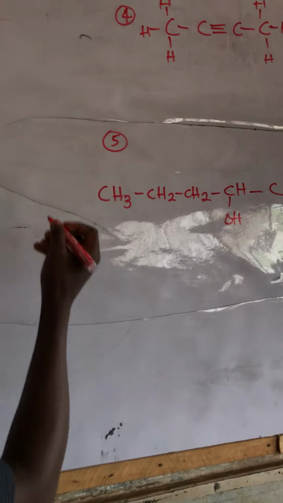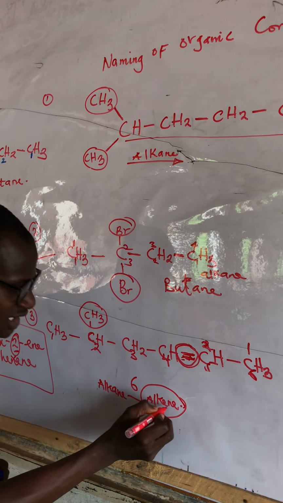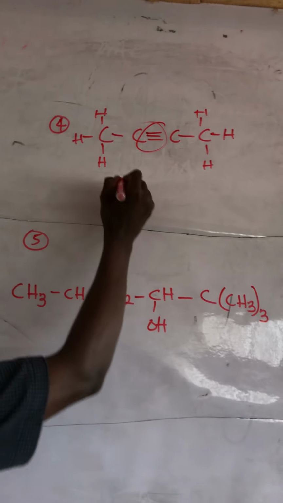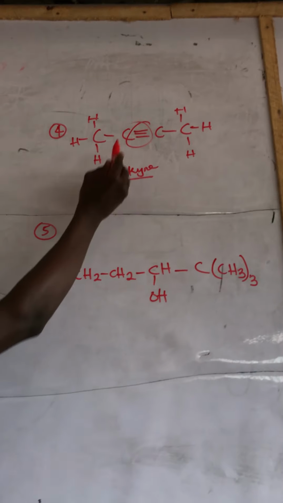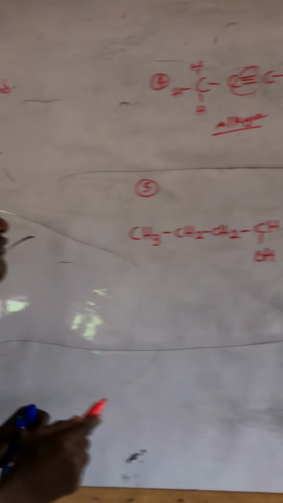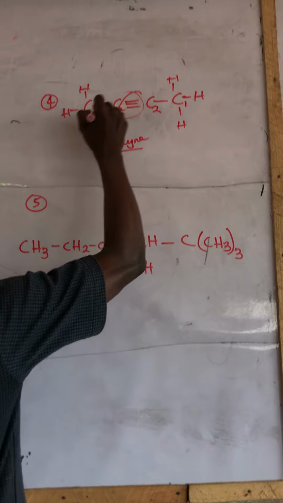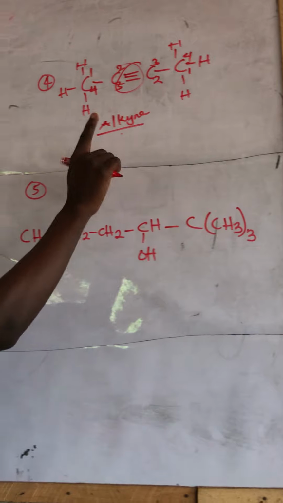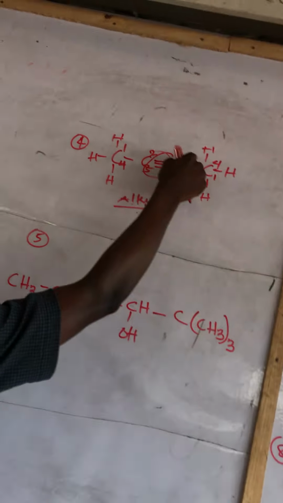Now, coming to question number 4, we can see that questions 1 and 2 are single bonds. Question number 3 has a double bond, telling us it is an alkene. Our question number 4 has a triple bond, so now we have transformed into what we know as alkyne, because wherever we see a triple bond, it serves as the functional group of alkyne. How many carbons do we have? Carbon 1, carbon 2, carbon 3, carbon 4. Coming from the right, the triple bond is after the second carbon. Coming from the left, it is also after the second carbon.